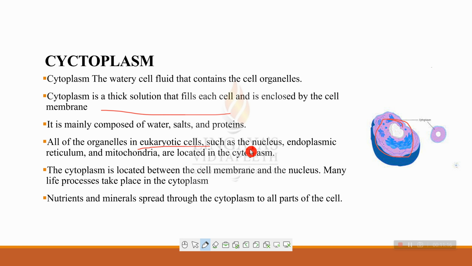All of the organelles in eukaryotic cells, such as the nucleus, ER and mitochondria, are located inside the cytoplasm. It is located between the cell membrane and the nucleus. This is what cytoplasm is, between the cell membrane and the nucleus.